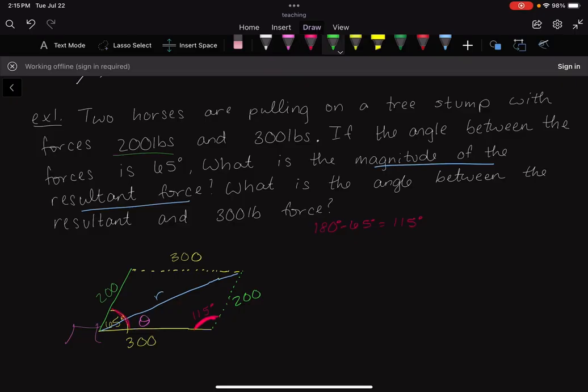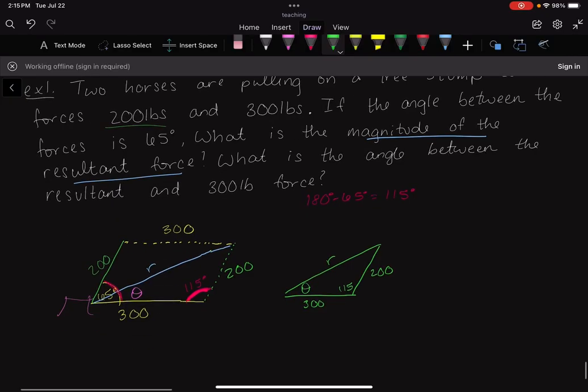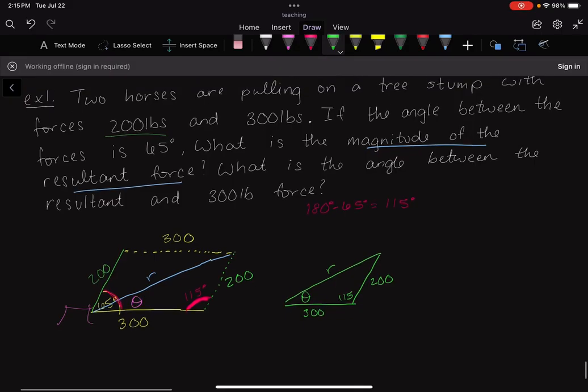So now at the bottom here, I'm seeing this new triangle form. I'm going to draw a little sketch of it just to blow it up a little bit. So this is 300, this is 115, this is 200, this is my R, and this is my theta. So now I have a triangle that has a side angle side relationship. So we can use law of cosines.